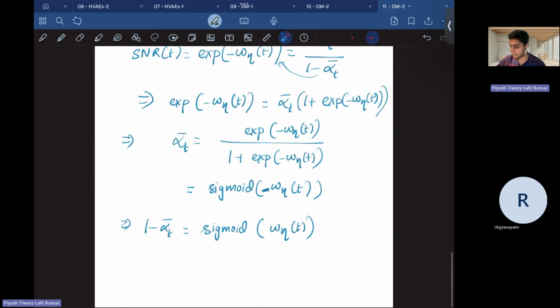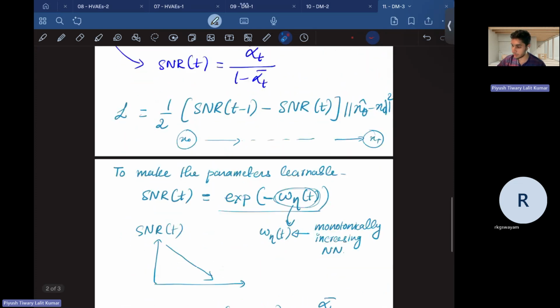So now what you can do is, this SNR will be a function of eta, and this is a function of theta. If you want to learn eta, you can take the gradient with respect to eta. If you want to learn theta, you can take the gradient with respect to theta here. And you can optimize both eta as well as theta. There's no issue. Is that fine?